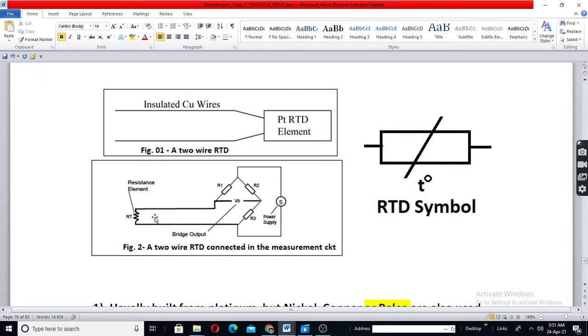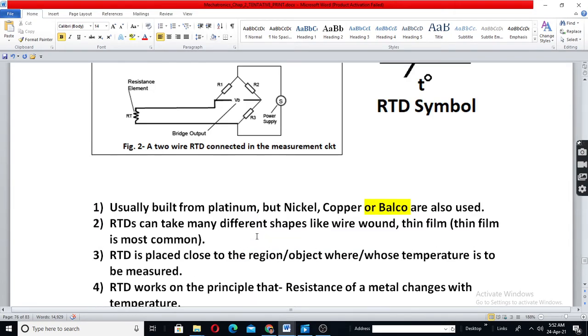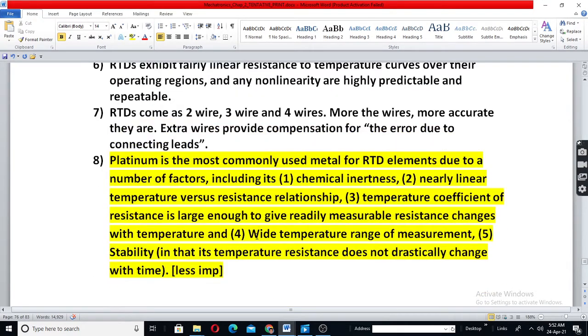So this is very simple. Use it in a bridge. These are the fixed known resistances. This is the standard resistance. At, say, the reference point, the voltage across the bridge will be zero. When the temperature is increased or decreased, you will get your voltage. So it is very simple.